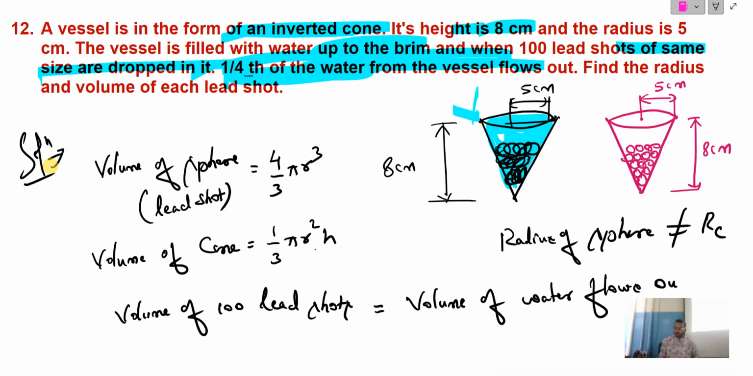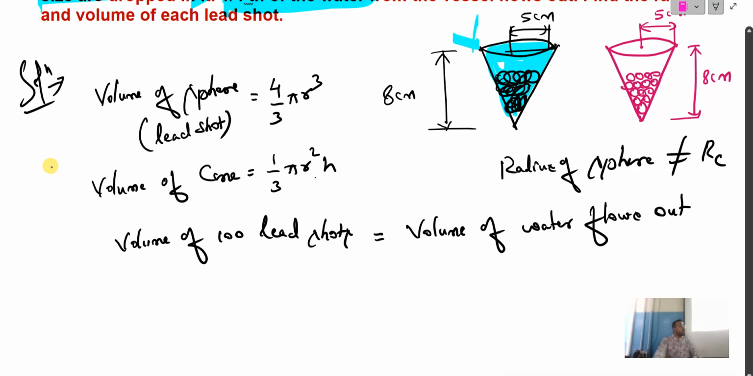Volume of water flows out from where? From the cone. That is the vessel, that is the shape, the dimension. So how much amount of water is coming? 1/4 of the volume of the cone. 1 by 4 into the volume of cone, which is 1 by 3 pi r square h. Any doubts? Did you understand?